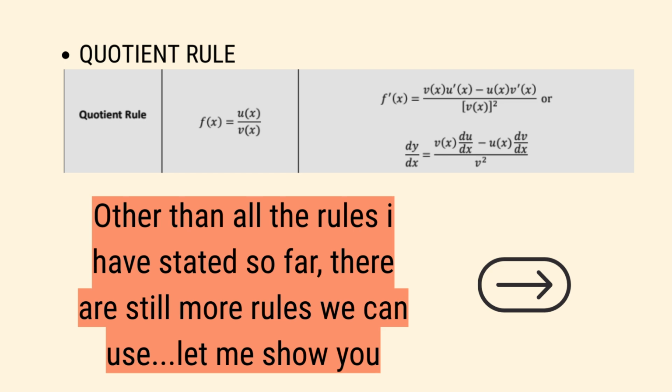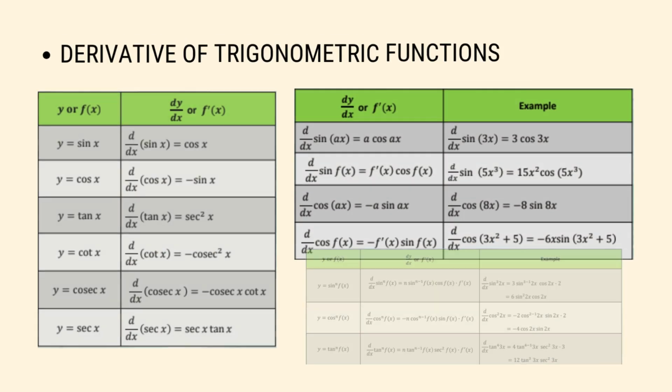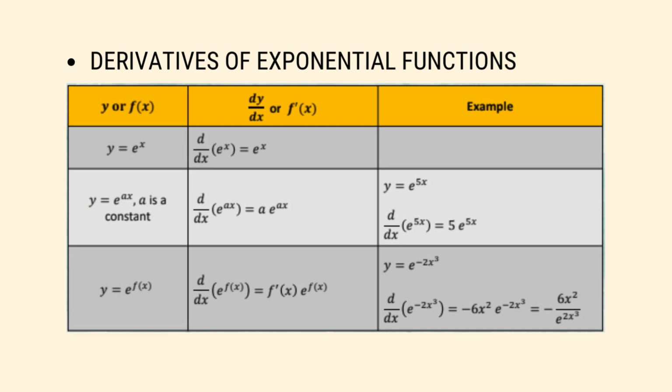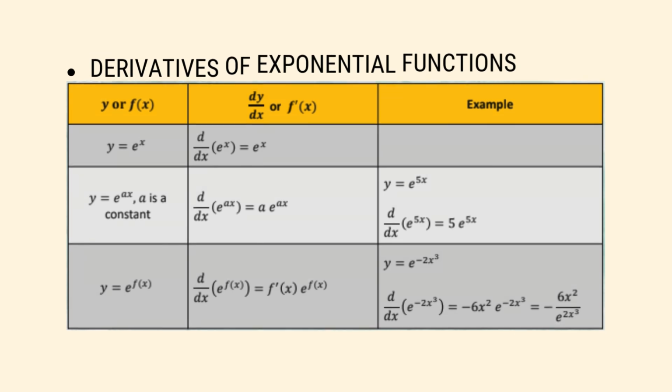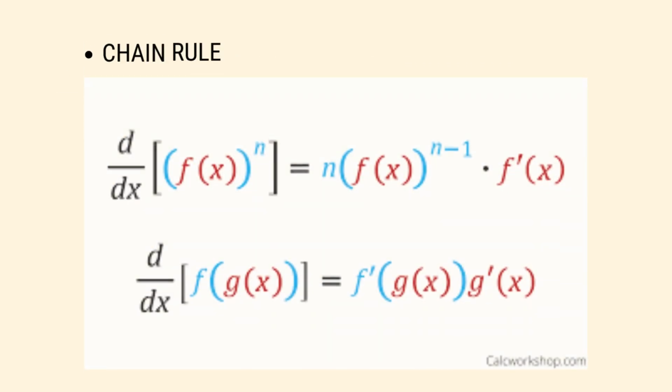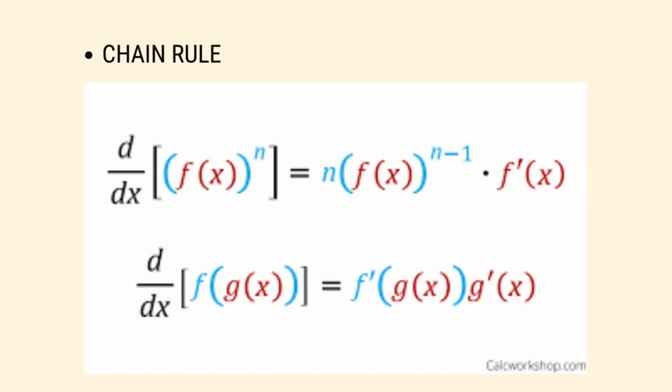Other than all the rules I have stated so far, there are still more rules we can use. Let me show you. We also have derivatives of trigonometric functions. Students need to memorize all the formulas given for these functions. For derivatives of exponential functions, the derivative of e to the power of x is itself. It's the only function like this. Then we have derivatives of logarithmic functions, which are the opposite of exponentials. Lastly, we have the chain rule. The chain rule is used when one function is inside another.